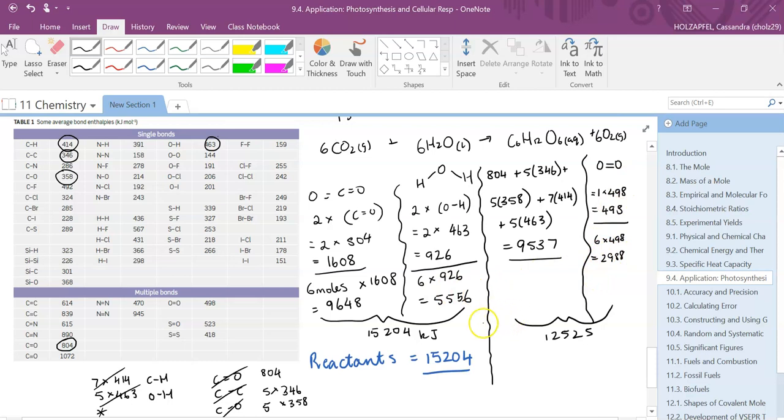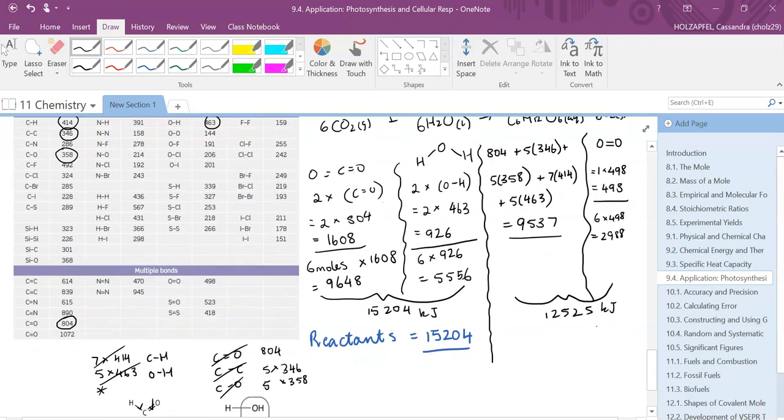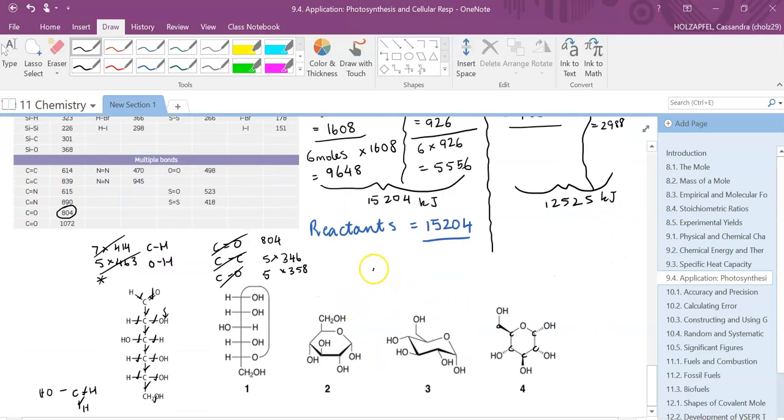Now, what I did was I added all of the energy for the products and for the reactants. So for this, I've got 15,204 kilojoules, and then for the products, I've got 12,525 kilojoules. So if we wanted to find that change in enthalpy, we would do the reactants minus the products. So that's going to be 15,204 take away 12,525, and that's going to give me a value of positive 2,679 kilojoules. So that's the total amount of energy gained.